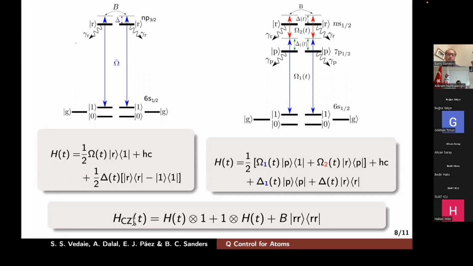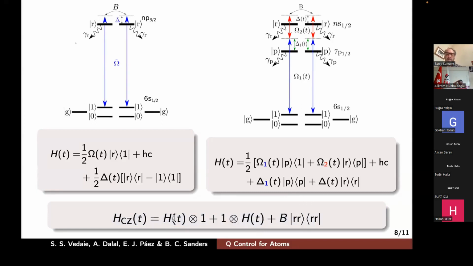And then we want to be able to do a controlled Z gate, in our case, not the Bell state generator. And for this case, we have the Hamiltonian on the first neutral atom, the Hamiltonian on the second, and then the Rydberg interaction between the two. So if both atoms are in the Rydberg state, there's a Rydberg blockade effect. And the Rydberg blockade effect is what causes a phase shift.